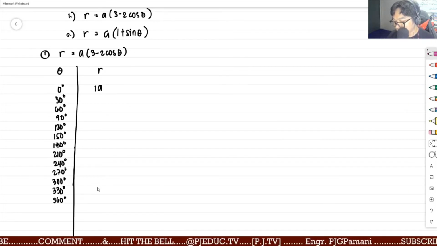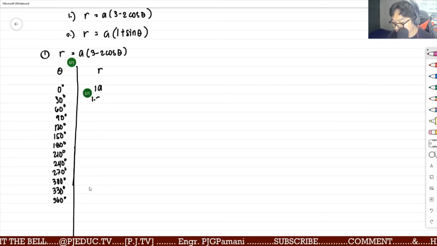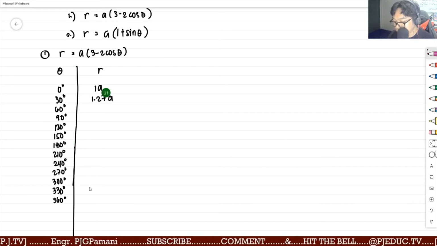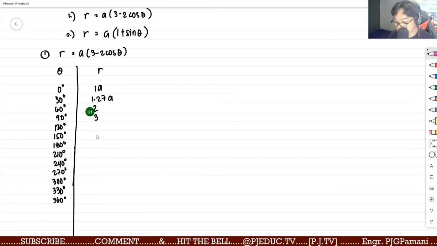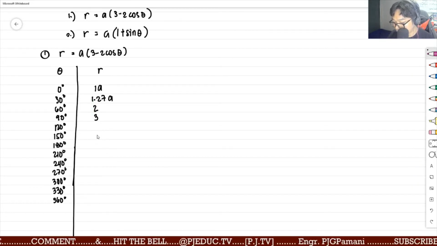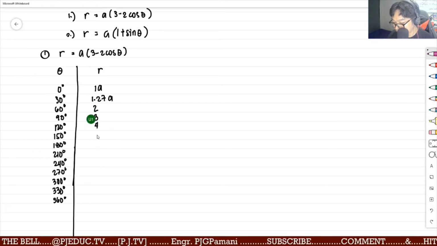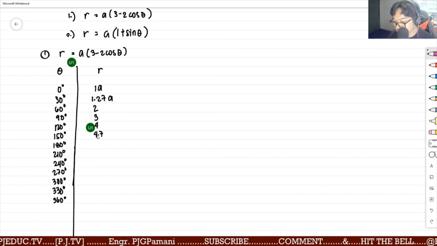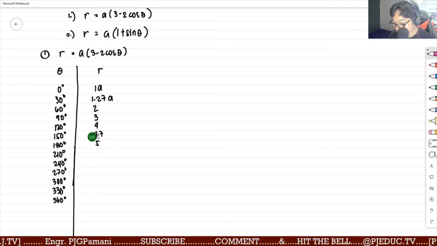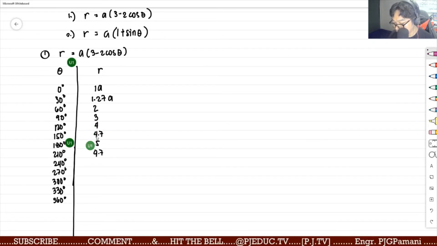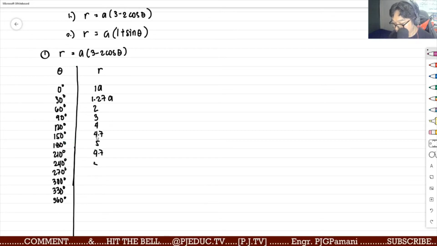Then, for the radius at 30 degrees, that is 1.27a. Basta may a na dyan. At 60 degrees, that is 2. At 90 degrees, that is 3. Kaya na lang mag-type sa calculator nyo. At 120 degrees, that is 4. At 150, that is 4.7. At 180, that is 5. At 210, 4.7. At 240, that is 4 as well.